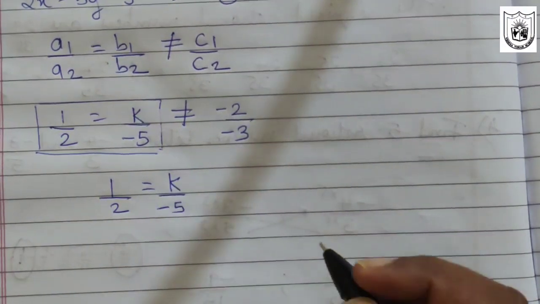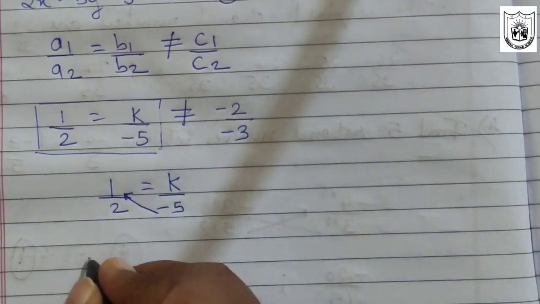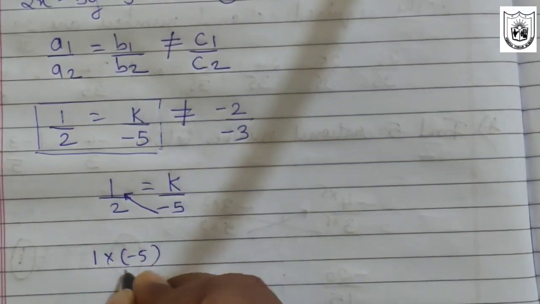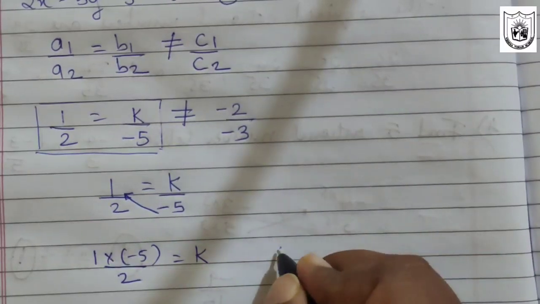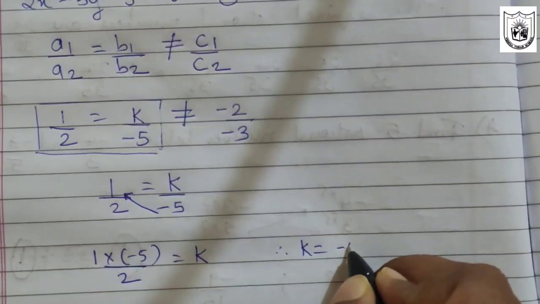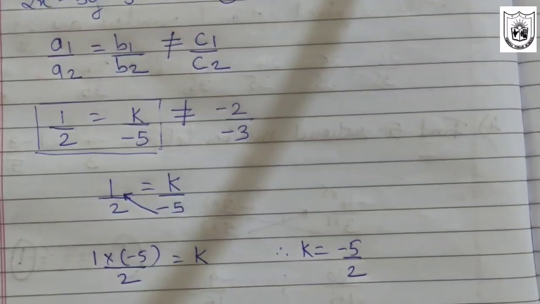Now you need to find the value of k. So what you will do, transpose 5 to the other side. So you will have 1 multiplied by minus 5 upon 2 equals k. Therefore k will be, 5 ones are 5, so it will be minus 5 upon 2. Therefore the value of k here is minus 5 upon 2.